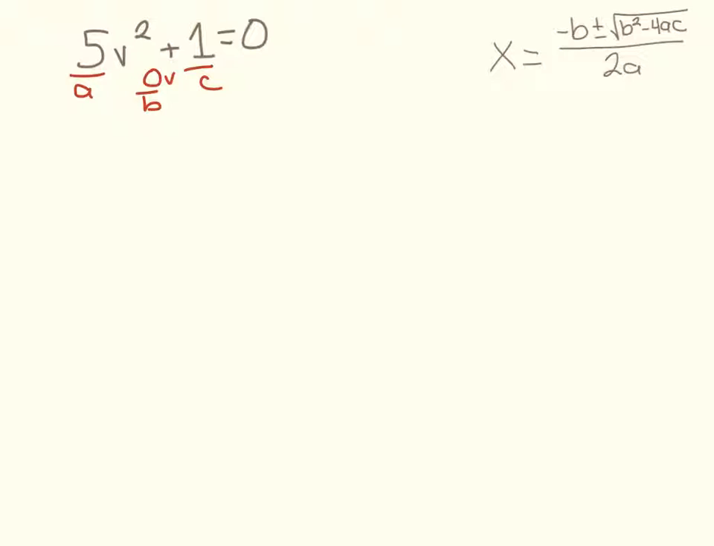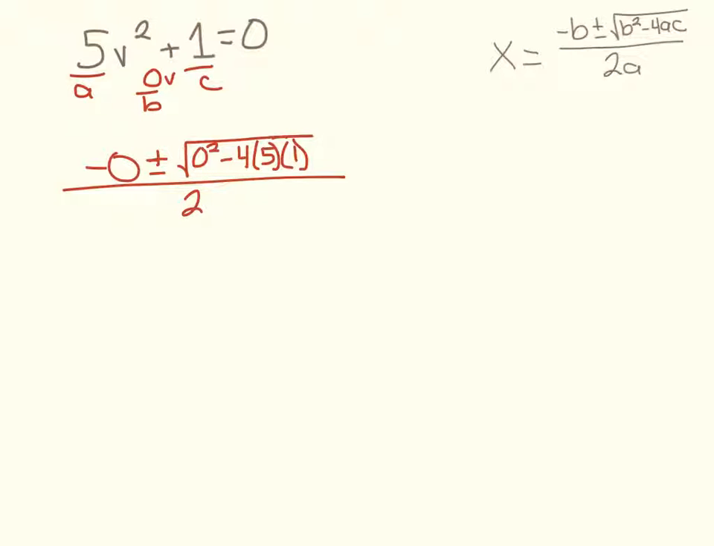So for the first step, I'm going to plug everything in exactly into the formula. All the b's are going to be changed to 0, all the a's to a 5, and all the c's to a 1. Okay, since b is 0, we put negative 0 plus or minus b squared. So 0 squared minus 4 times a, which is 5, times c, which is 1, all over 2 times a, which is 5.